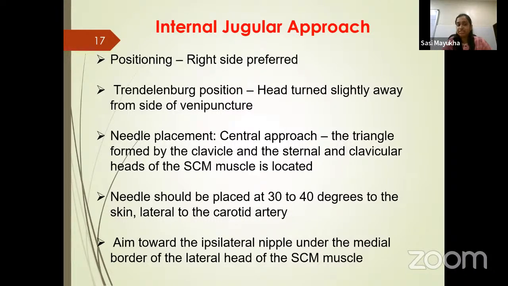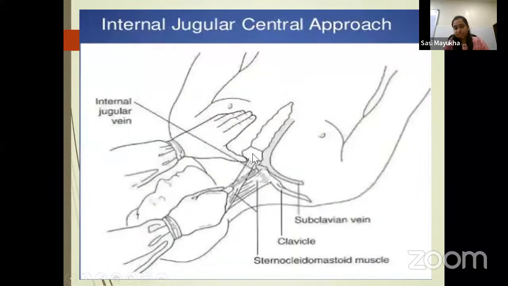The needle placement is the triangle formed by the clavicle and the sternal and clavicular heads of the sternocleidomastoid muscle, after which the needle should be placed at 30 to 40 degrees to the skin and lateral to the carotid artery. You should always aim towards the ipsilateral nipple under the medial border of the lateral head of the sternocleidomastoid muscle. So this is a pictorial representation which I was talking about earlier. See, the needle has to be directed towards the ipsilateral nipple, lateral to the carotid artery. These are the 2 heads of the sternocleidomastoid muscle.